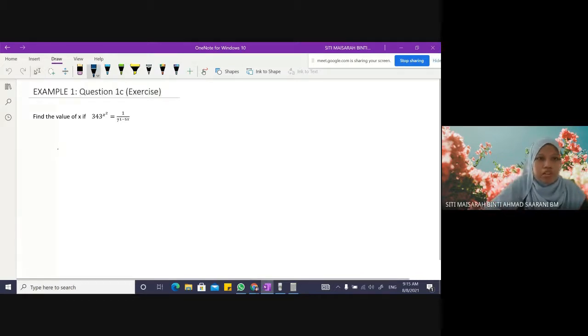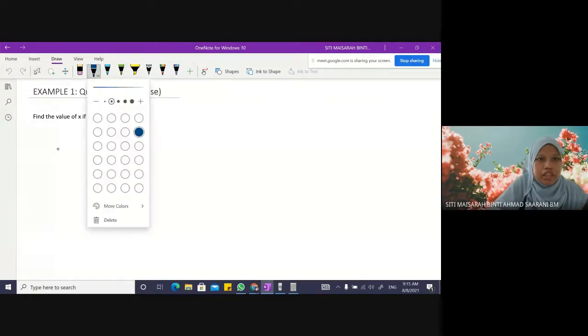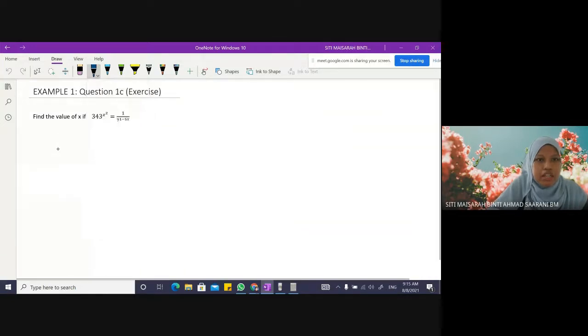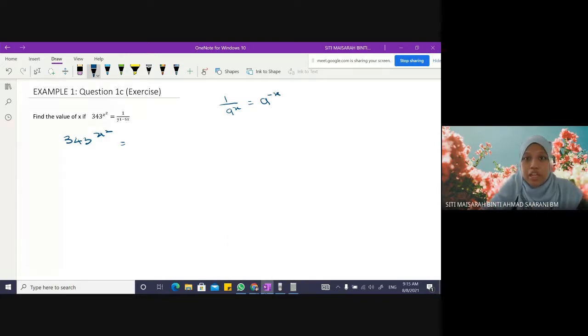As you can see here, the left hand side is in index form. So this is 343 to the power of x squared, and then the right hand side we can change. Let's say this is 1/a to the power x. This becomes a to the power negative x. We can bring 7 to the power of 1 minus 5x, change to 7 to the power of 5x minus 1.